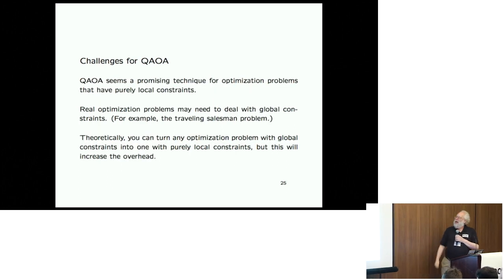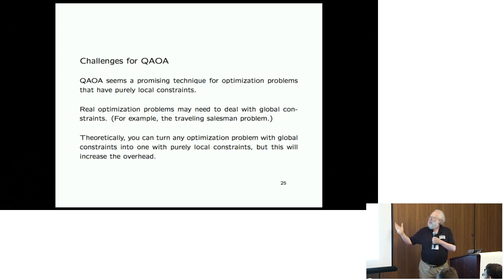And another thing is that QAOA works for... so there's a recipe for optimization algorithms that have purely local constraints for how to get QAOA, but lots of optimization problems also have global constraints on them, and there's no immediate way that we see to deal with global constraints for QAOA.